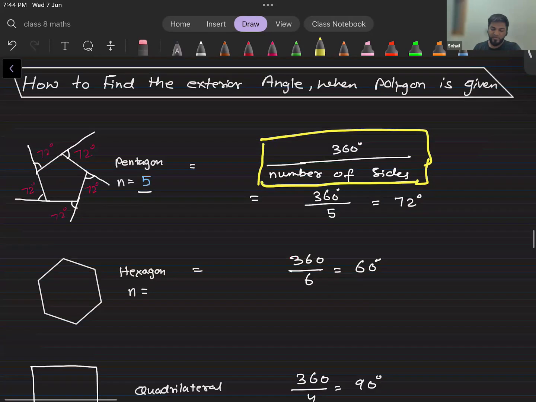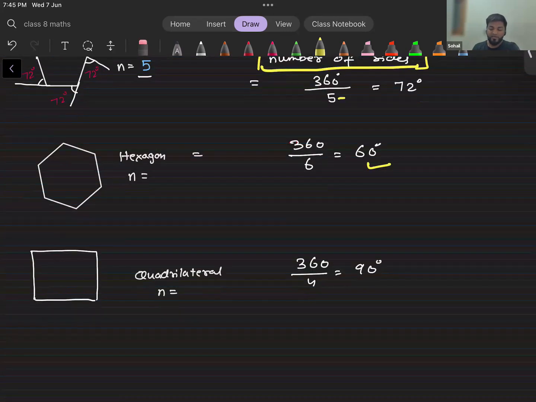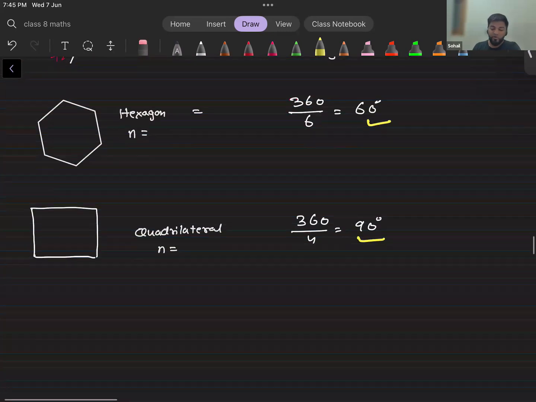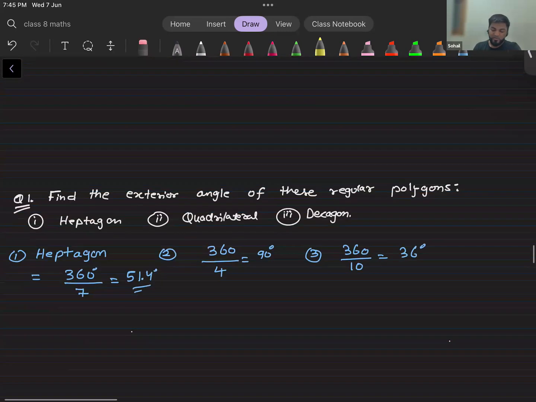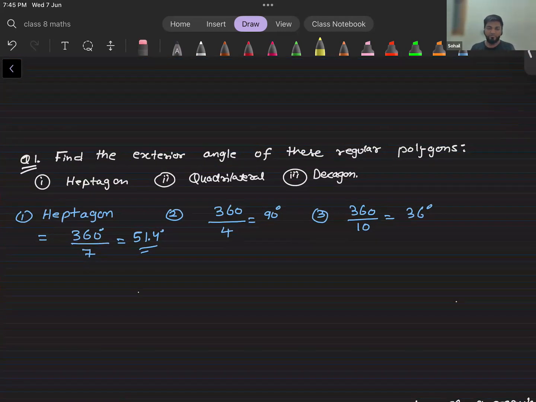Okay, likewise for a pentagon, the number of sides is 5. So 360 upon 5 gives you 72 degree. Similarly, for a hexagon, we found it to be 60 degree. And for a quadrilateral, it is 90 degree. Remember, we are talking about regular polygons. Okay, so we did the first question. You can take the screenshot of this question and you will solve it later. Yeah, take the screenshot of the question. We are moving ahead then.